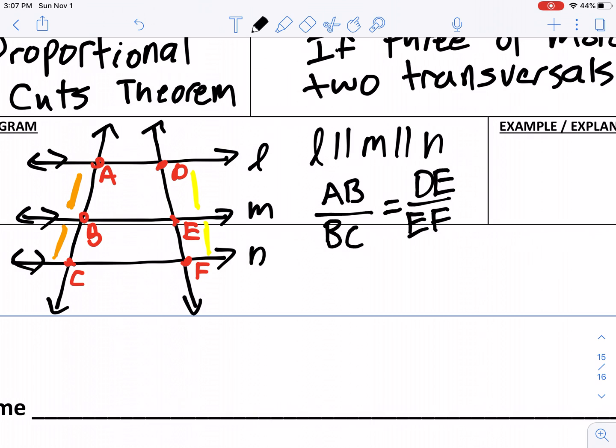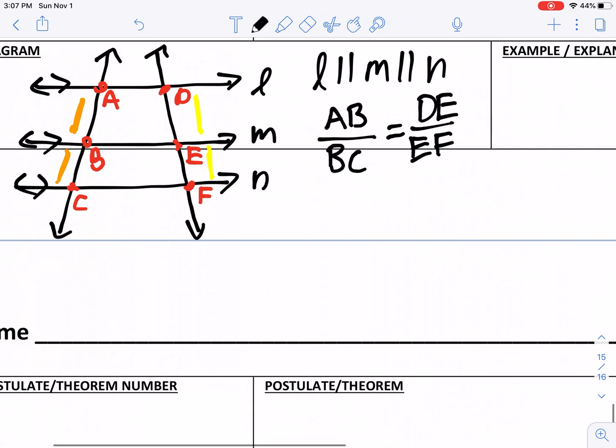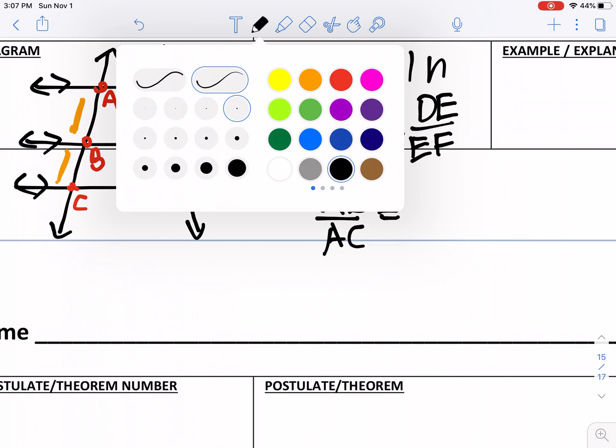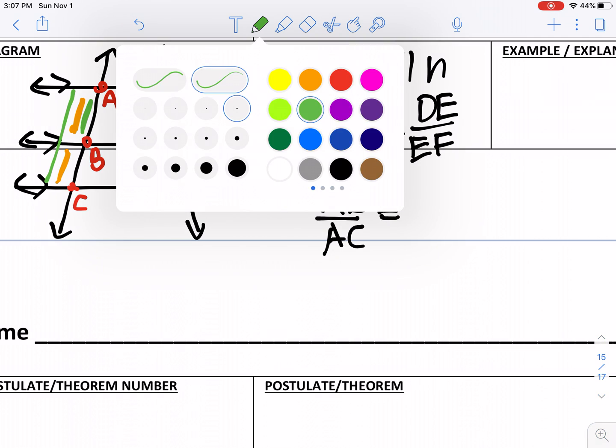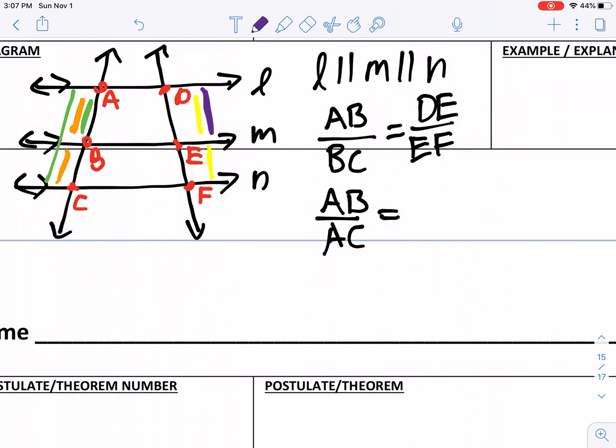But that's not the only one we can have. There are multiple different ones we can run into. For instance, we could also say AB over AC. Let's just break down the part first. AB over AC would be the same thing as DE, notice that singular part, over DF. So that would be the same thing as DE over DF.